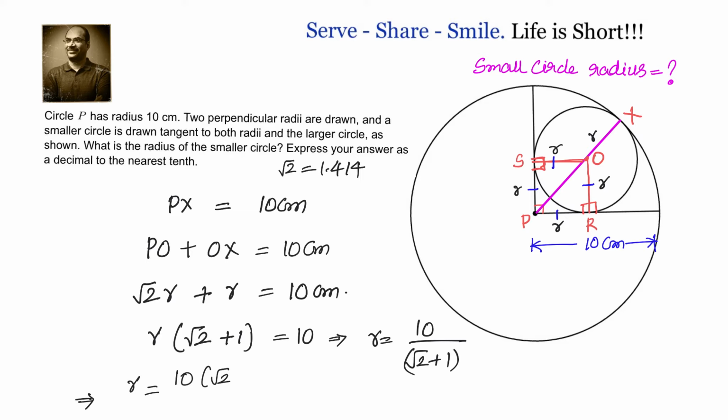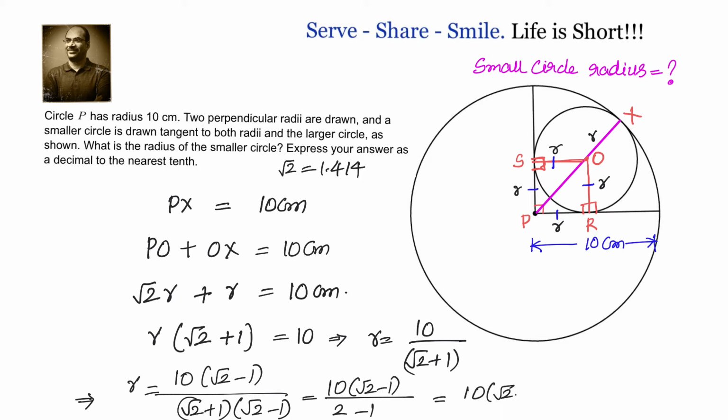R equals 10 into root 2 minus 1 divided by root 2 plus 1 into root 2 minus 1, which is equal to 10 into root 2 minus 1 divided by 2 minus 1. A plus b into a minus b is a square minus b square in the denominator. So our answer will be 10 into root 2 minus 1. Taking root 2 as 1.414, we will have 4.14 centimeter. So the radius of the smaller circle, small r, is equal to 4.14 centimeter.